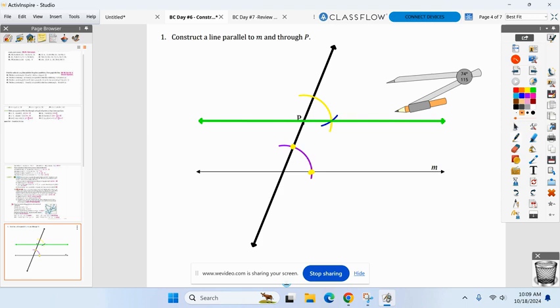A reminder, we do not erase our construction marks because that's how I grade them. Please do not erase your construction marks.